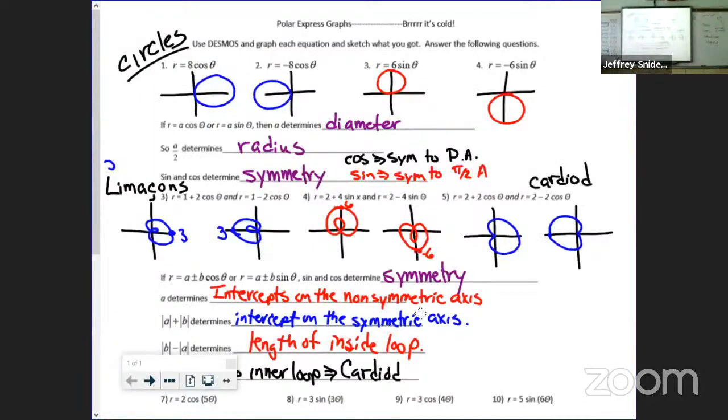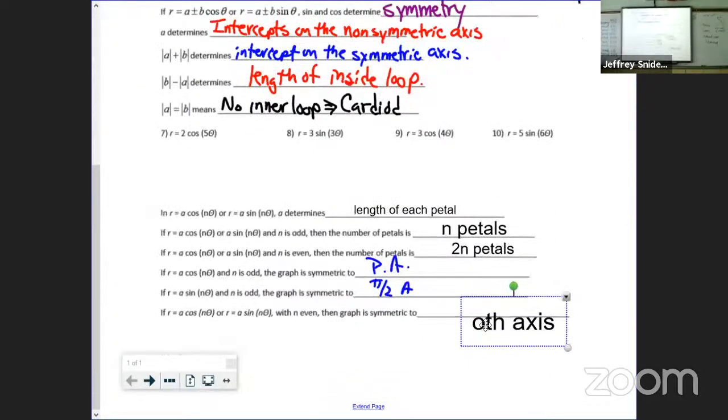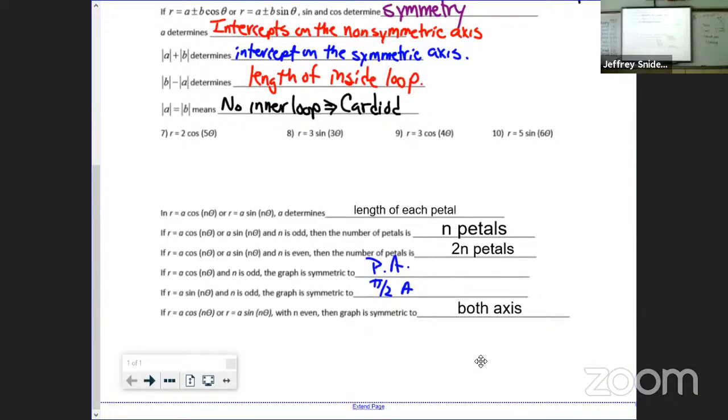Whoa, what in the world happened there? Okay, why did that even pop up when I'm typing? Both axes. Boom. What I want you to do is look over those things. This is something for you to have, okay?